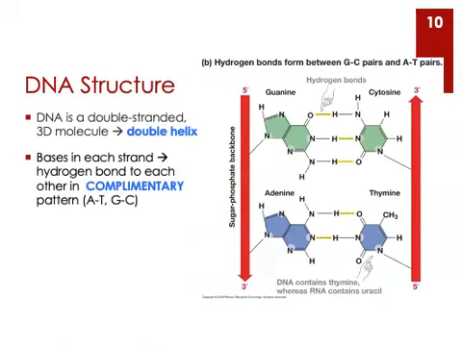Now, on this slide, we can see a drawing of a double-stranded piece of DNA. Now, this happens to be the shortest double helix that you could possibly imagine. It's only got 2 bases in each strand, so it's very, very short.